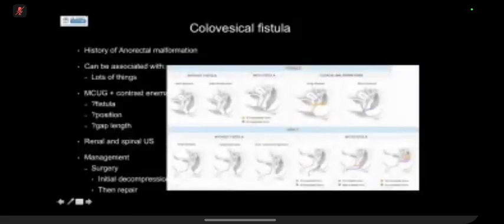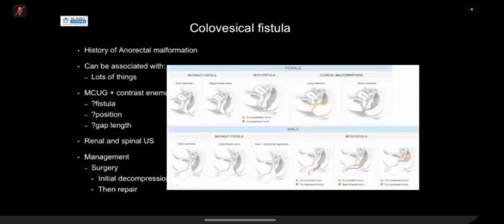So colovesical fistulas are seen in patients with a history of anorectal malformation, and anorectal malformations can be associated with lots of other abnormalities. If any of you were at the talk two weeks ago, you'll remember esophageal atresia. Patients can have, as part of the VACTERL spectrum of findings, anorectal malformations, which is the A in VACTERL, and it can be associated with lots of different malformations.